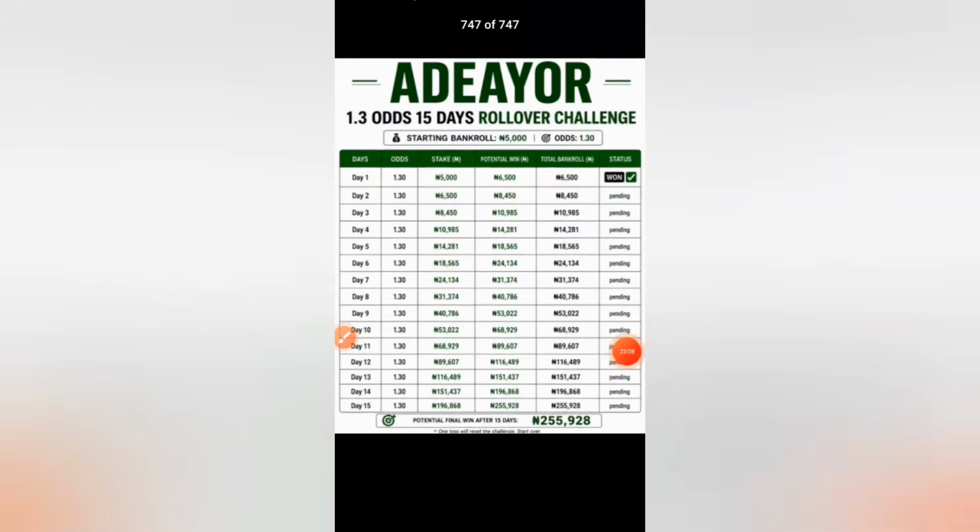This is the Ade Ayo 1.3 odds 15 days rollover challenge. Currently we are on day 5. Actually, we have been moving slowly because we do not really have enough fixtures and games that actually align with our analysis, so we are moving slowly but consistently.